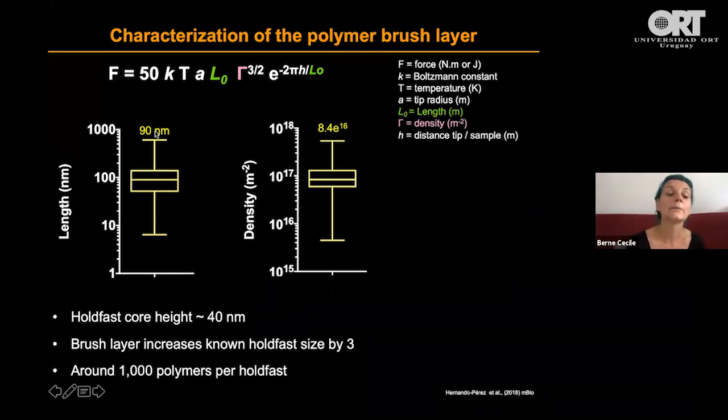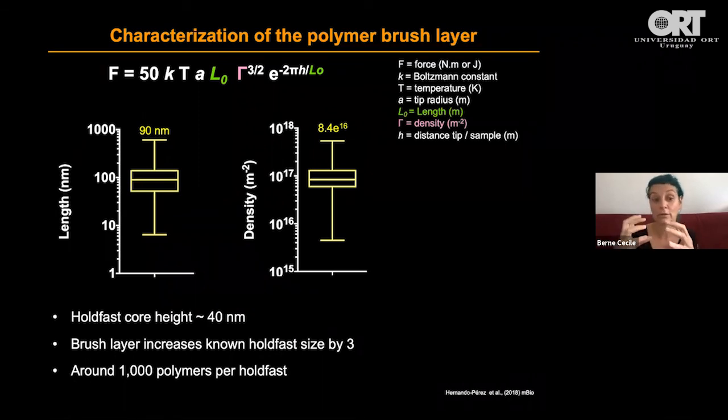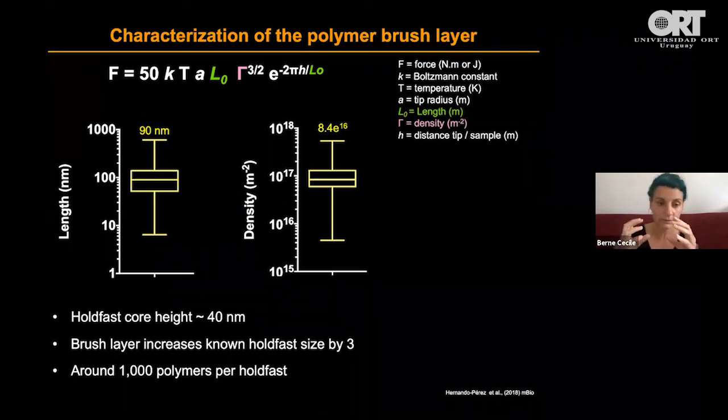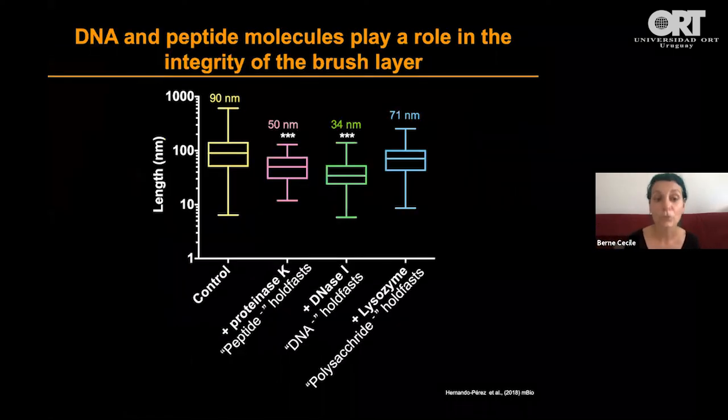So yeah, by having this polymer brush of about 90 nanometers, when I told you that the holdfast core height is about 40 nanometers, we triple the size of the holdfast right now. So that was exciting. Of course, we wanted to know what this polymer brush was made of.